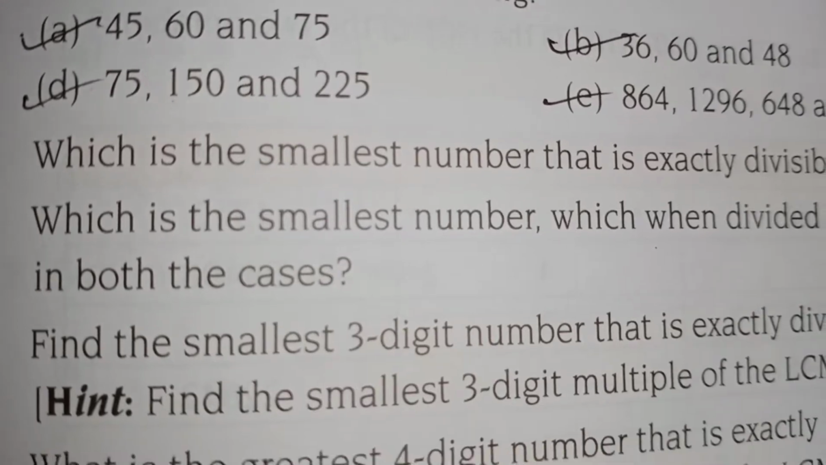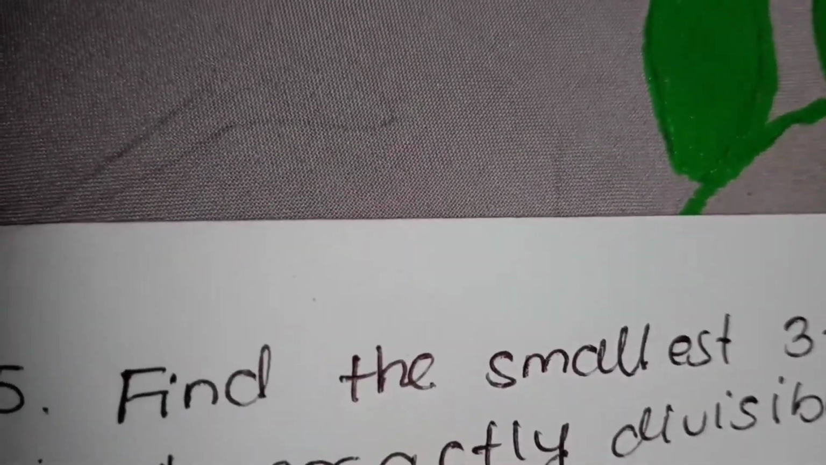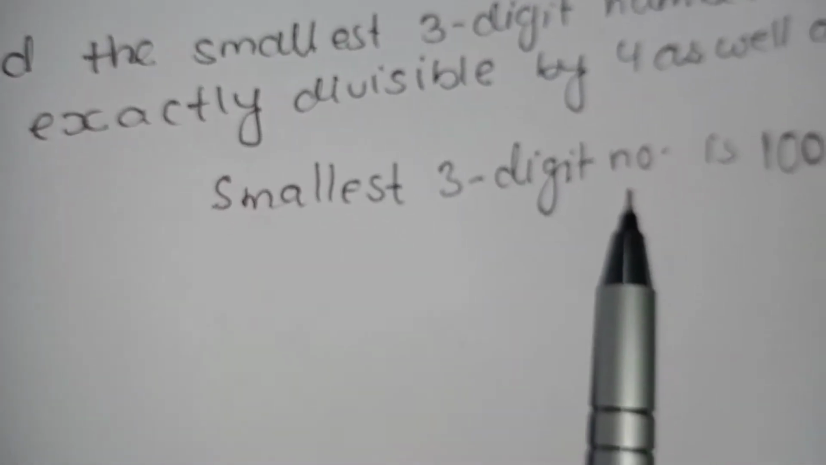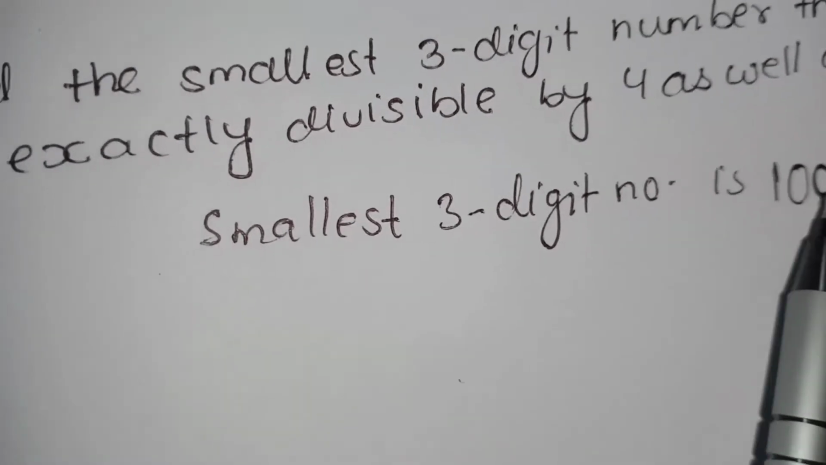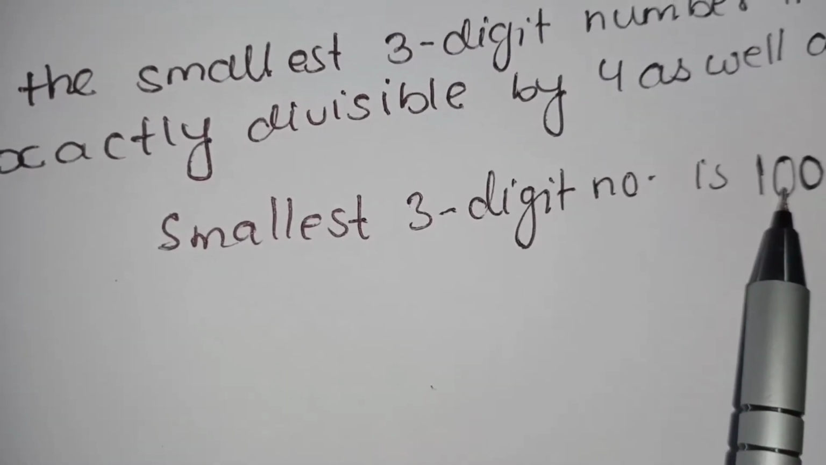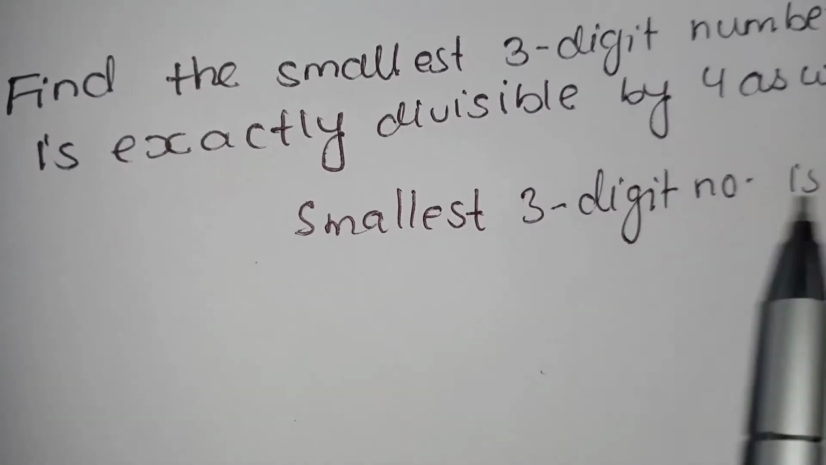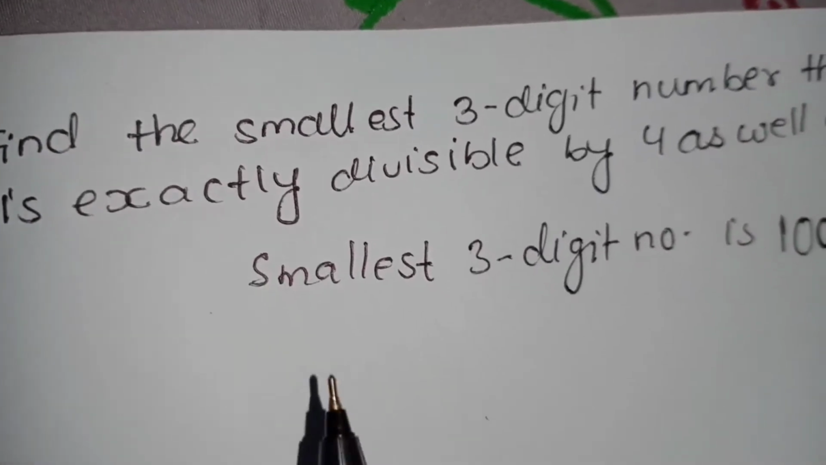It is very easy. In this type of question, first you have to write the smallest 3-digit number. So what is the smallest 3-digit number? We write 1 and two 0s, 100. It becomes the smallest 3-digit number. But this is not the answer.